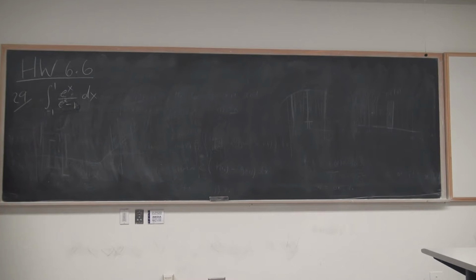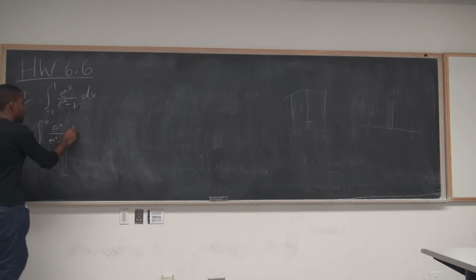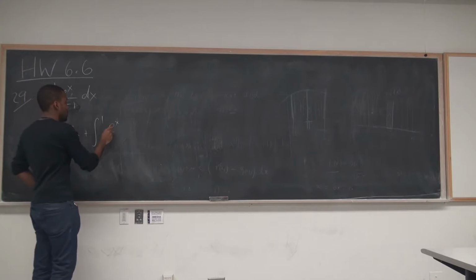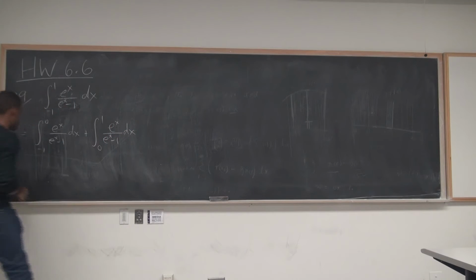Yep. Yeah, that's it. So, what's the problem here? What was the bad point? 0 was the bad point, because by plugging in x equals 0, e to the 0 is 1, 1 minus 1 is 0, that was the bad guy. You just split it up: -1 to 0, e to the x over e to the x minus 1 dx, plus 0 to 1, e to the x over e to the x minus 1 dx.